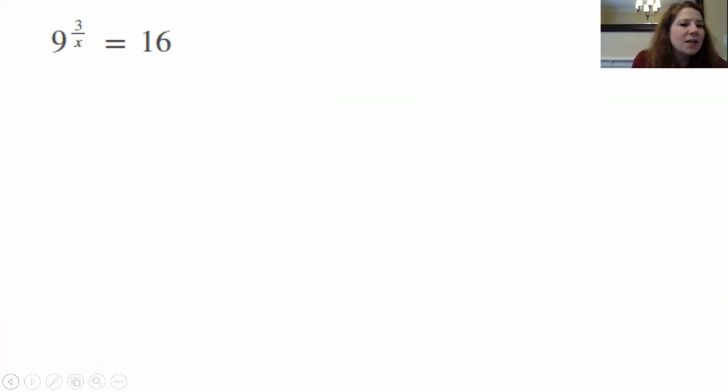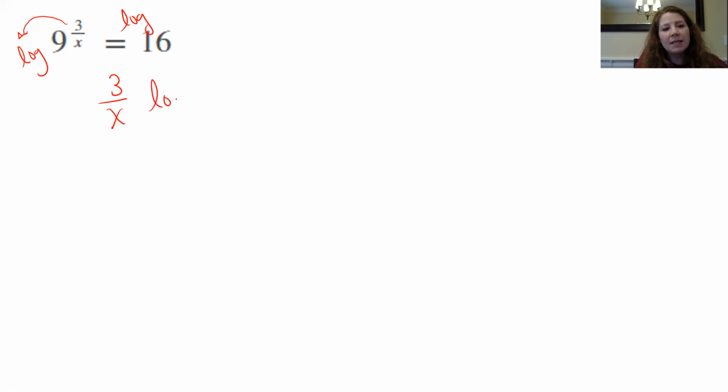All right, so on this one, we have a number raised to an exponent is equal to 16. So how do we get that exponent down here in front? That means we're going to take the log of both sides. So once you take the log of both sides, you can bring your exponent down. So 3 divided by x times the log of 9 is equal to the log of 16. Well, we want that x by itself. So the first thing we're going to do is the opposite of times log of 9 is to divide by the log of 9.